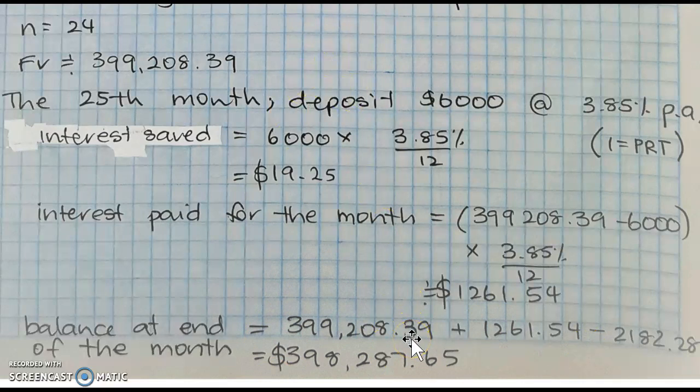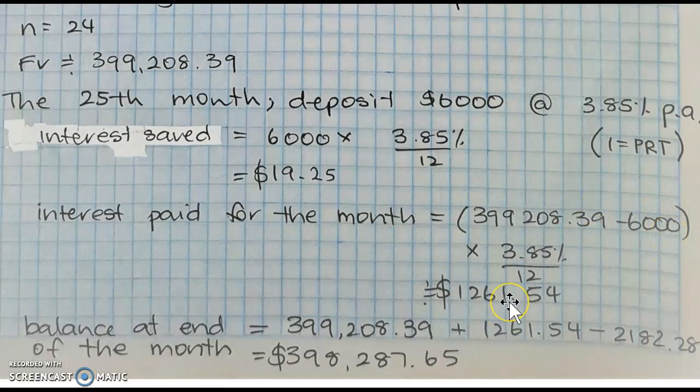So what's happening here is basically I got the balance at the end of the 24 months. I worked out how much interest I would save on $6,000 just for being in the bank for 1 month. It's this amount. I've worked out how much interest I have to pay on the loan for that 1 month based on what was owing minus the $6,000 I popped in there for 1 month.